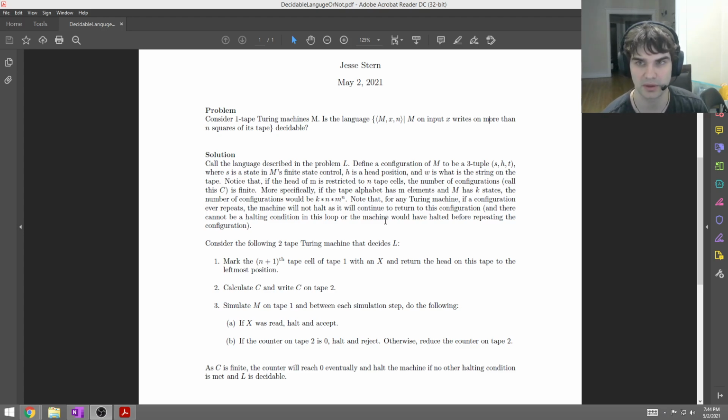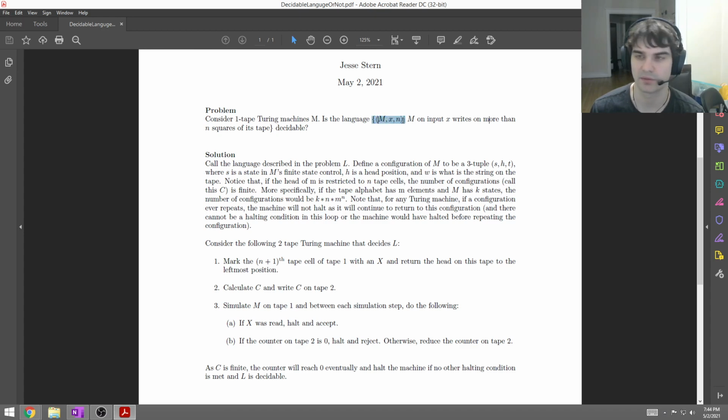So it's going to be both reviewing this problem, but also some general problem solving advice in the context of this problem. A reminder of the problem: consider a one-tape Turing machine, M. Is the language with M, X, N, where M on input X writes on more than n squares of its tape, decidable?